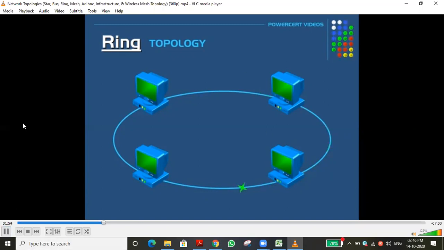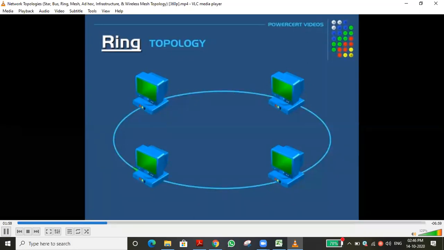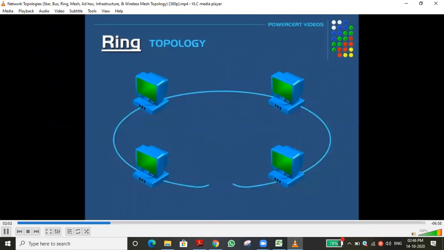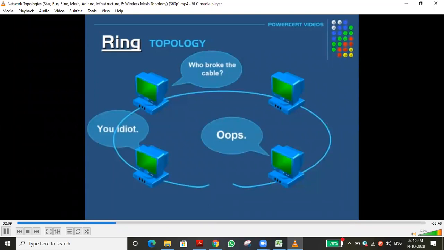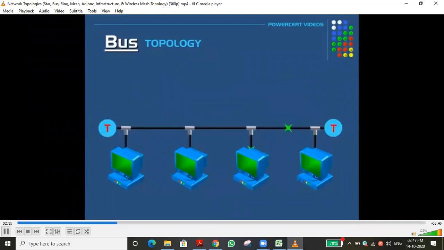However, the disadvantage would be that if just one of these computers goes down, or if there was a single break in the cable, then all data flow would be disrupted. Have you got it? Even if one cable is cut. The next one is the bus topology.